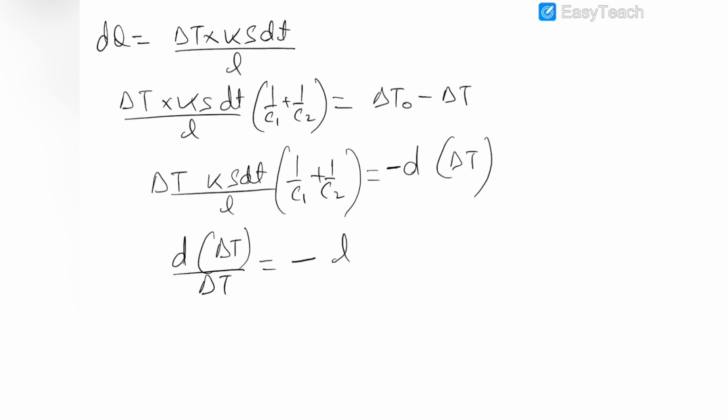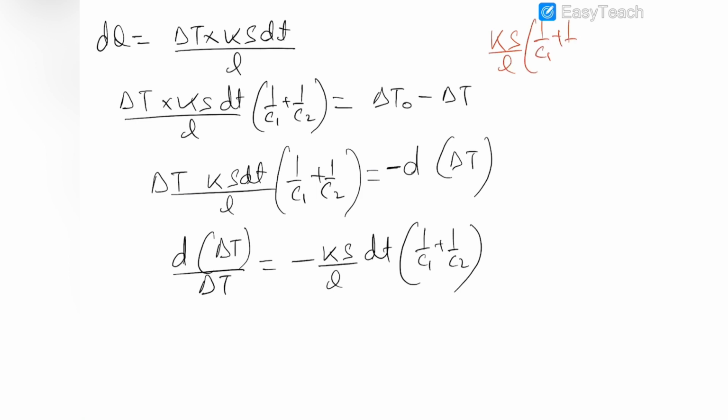I am rearranging the equations, so that d(ΔT)/ΔT is equal to minus (Ks/L) dt into (1/C1 + 1/C2). So let us assume that (Ks/L) into (1/C1 + 1/C2) is equal to alpha.